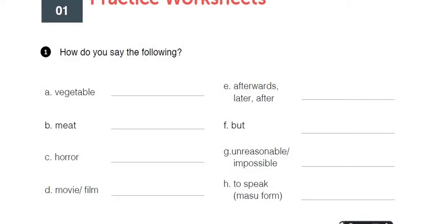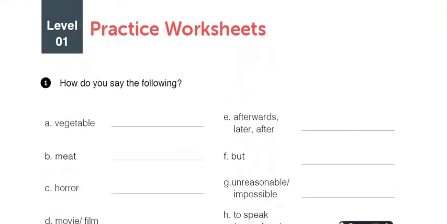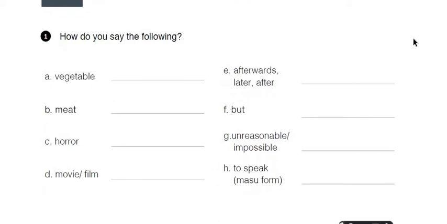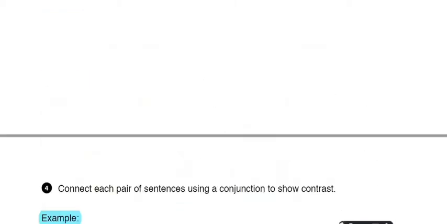So it's definitely going to test your vocabulary, how good you are in grasping Japanese verbs. So first is vegetable. How do you say vegetable in Japanese? Second is meat. Third is horror. Fourth is movie. Fifth is later or afterwards. Sixth is but. How do you say but in Japanese? Sixth is unreasonable, or you can say even impossible. And seventh is, just a minute.